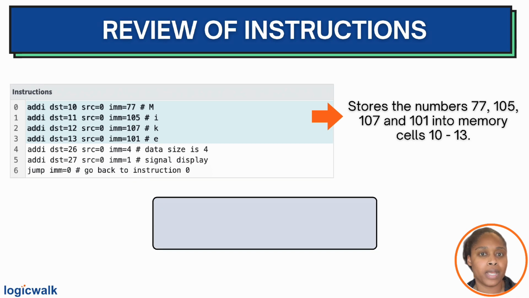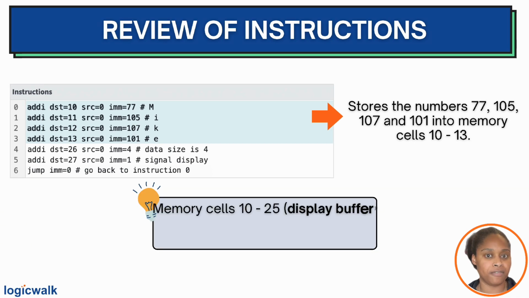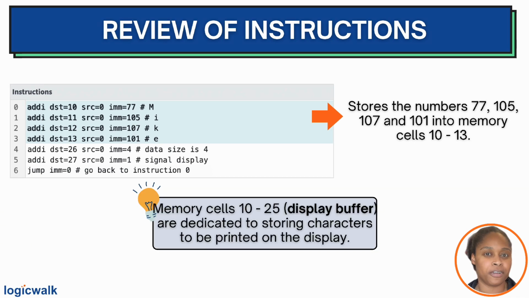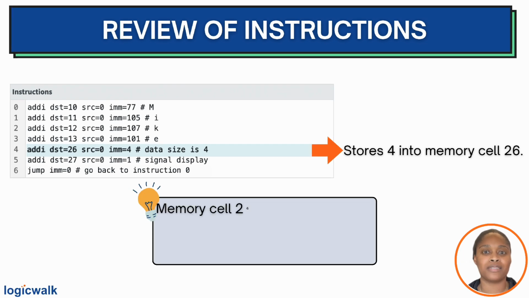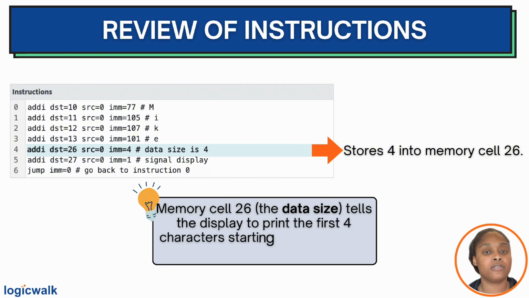I'd also like to point out that memory cells 10 through 25, known as the display buffer, are specifically dedicated to storing the characters that will be printed on the display. But the number of cells we actually use depends on the number of characters that need to be printed. Instruction 4 stores number 4 into memory cell 26. This cell, called the data size, tells the display to print the first 4 characters starting at cell 10.